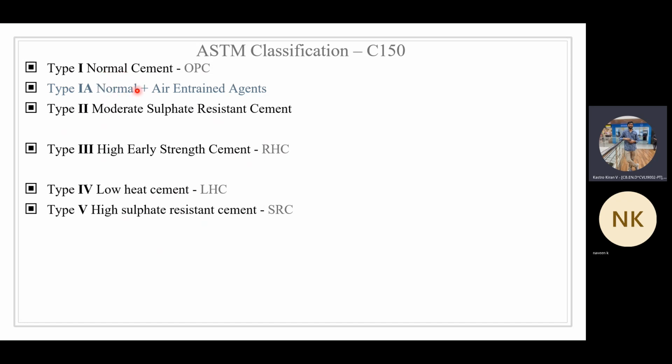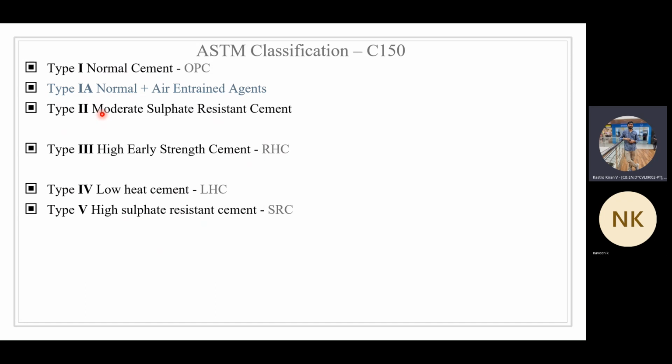One is a normal cement, and the second is a certain kind of air entrained agent. I'll talk about what these air entrained agents are when we are talking about the admixtures topic. I'll discuss that there. But for the time being, just remember that in type 1 we also have one more category of cement, which is called type 1A, which is a mixture of a normal cement along with the air entrained agents.